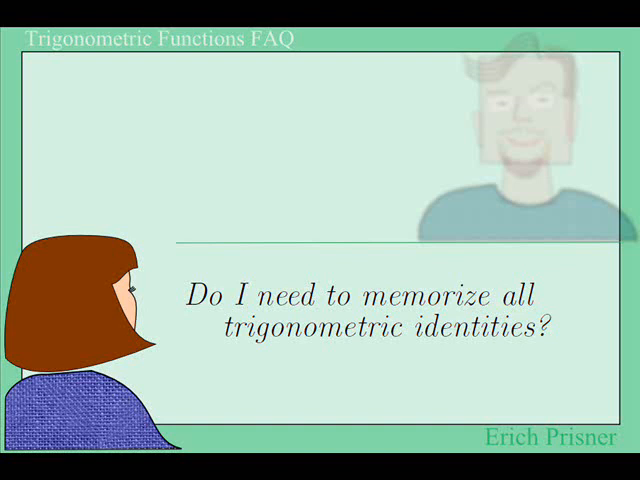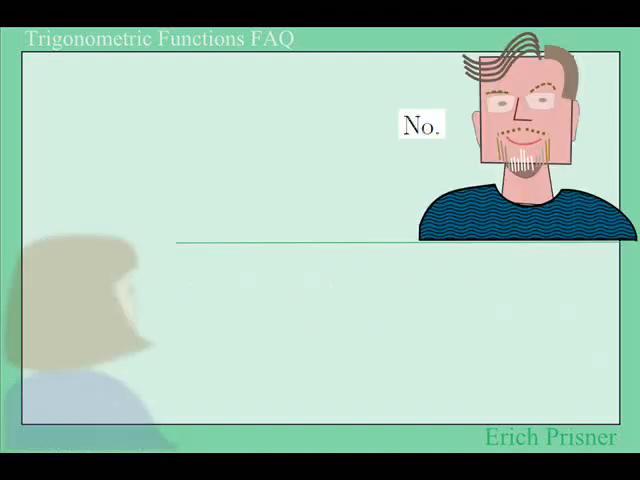Do I need to memorize all trigonometric identities? No, you don't. I'm fine if you just remember sine of x squared plus cosine of x squared equals 1. And remember that there are formulas for sines and cosines of sums and differences, and also for sines and cosines of double angles. And in particular, if you remember where to find them.